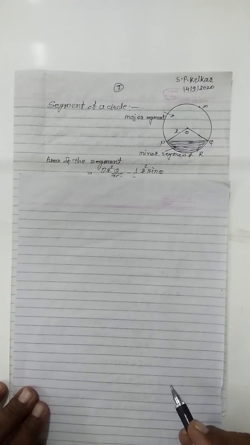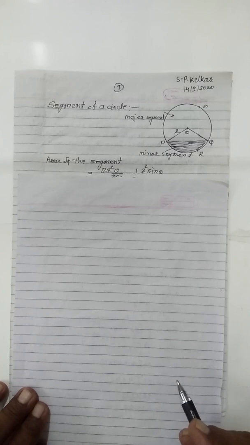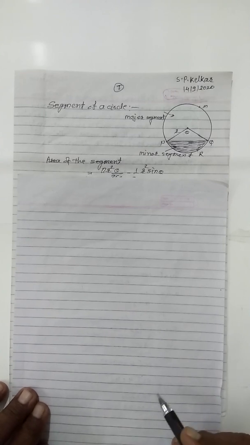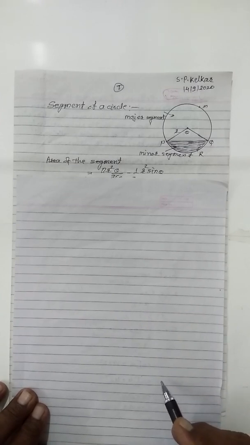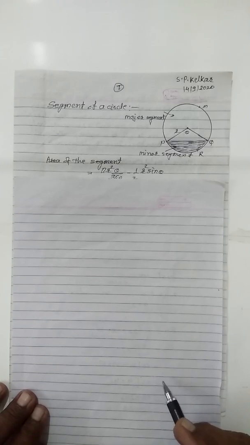Now, yesterday we have seen the chapter mensuration. In this chapter, we learn some formulas. Yesterday, we also learned one formula, that is the sector. Now, today we are going to study the segment of circle.